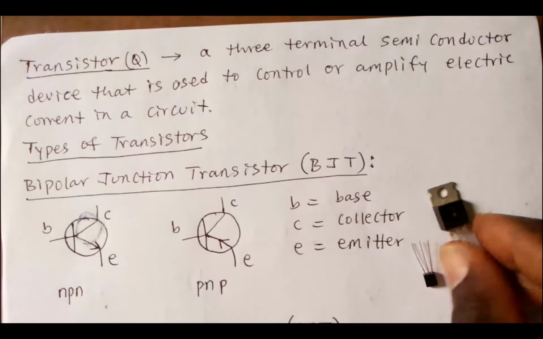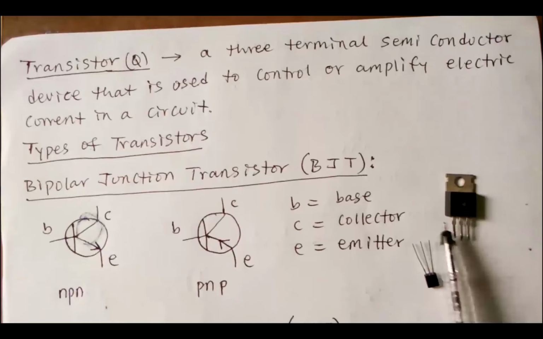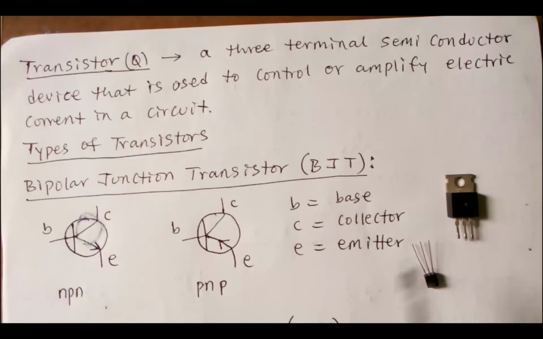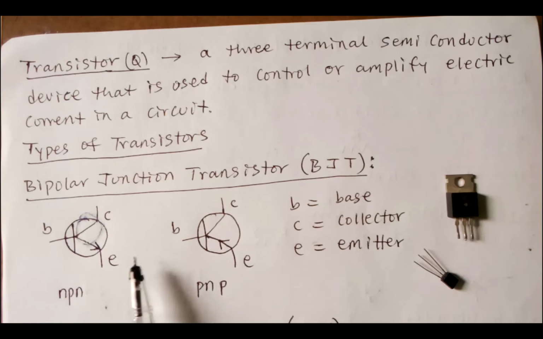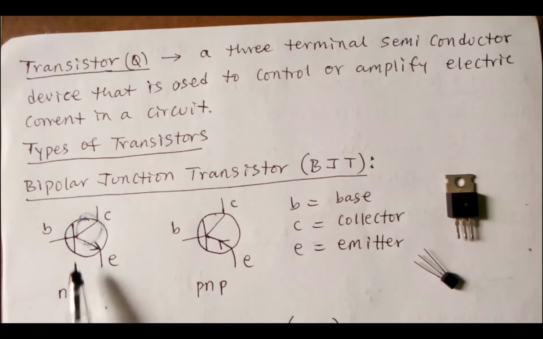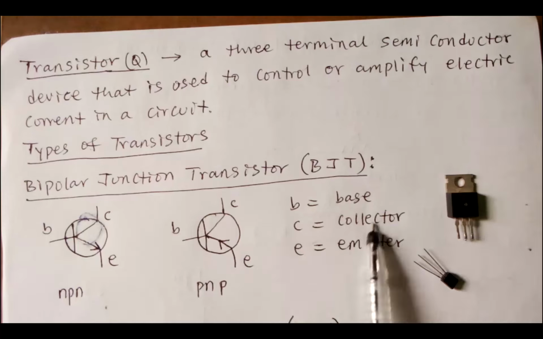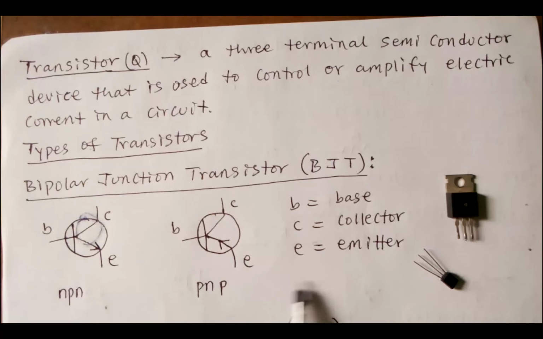How do I know? There is a number written on it. Check that number on your data sheet, and you will know what type of transistor it is. So look at these two, we have PNP and NPN. I don't have the PNP here with me right now. So you see this B, C, and E. Look at the direction of the arrow, so you can differentiate them. B represents base, C represents collector, E represents emitter.